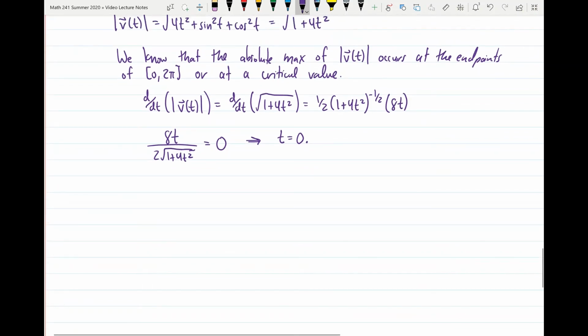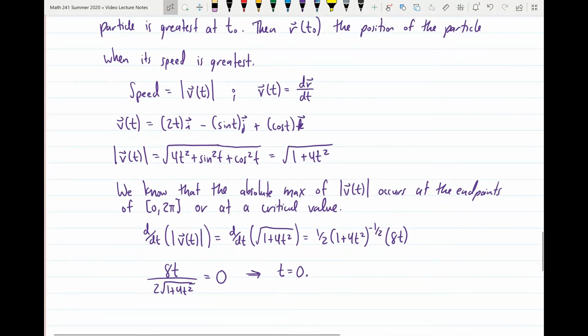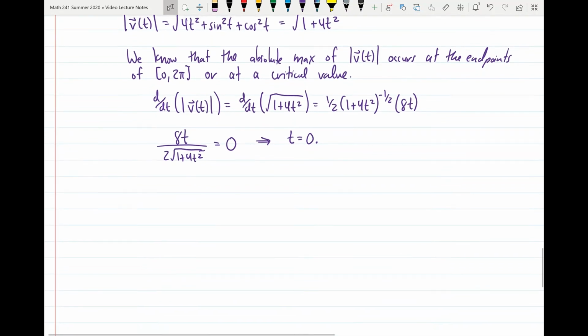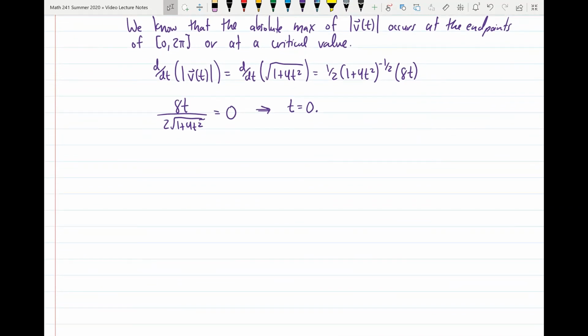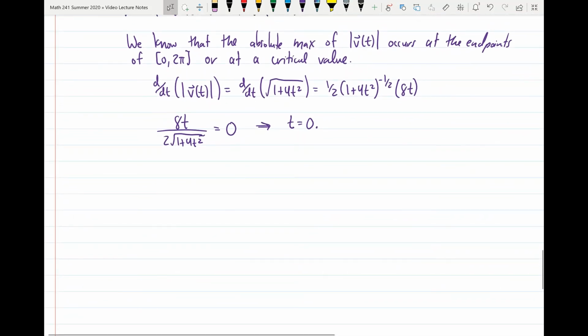And now to find the absolute max, we're going to take the endpoints of our interval from 0 to 2 pi and plug them into the expression for speed, as well as the critical value that we just found. And we're going to see which output is maximal. And that's going to be the time at which our particle attains its maximum speed.